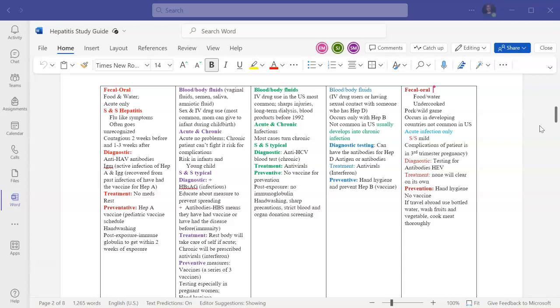Let's see what else we want to say. On this study sheet, it talks about the type diet. It talks about the drug therapy that will be used.